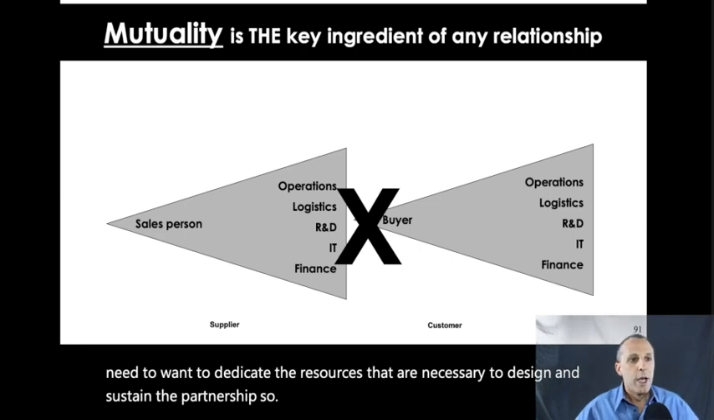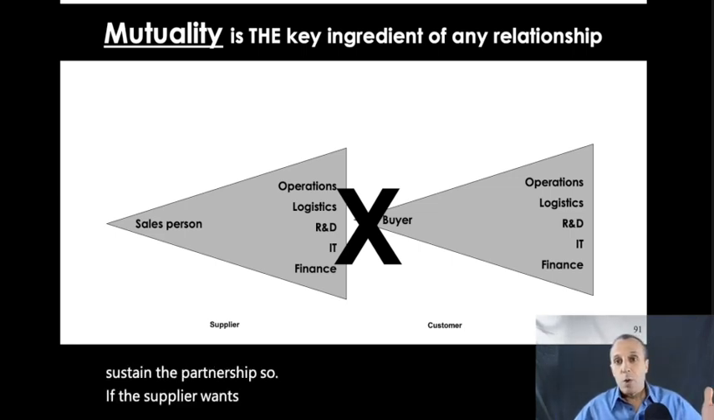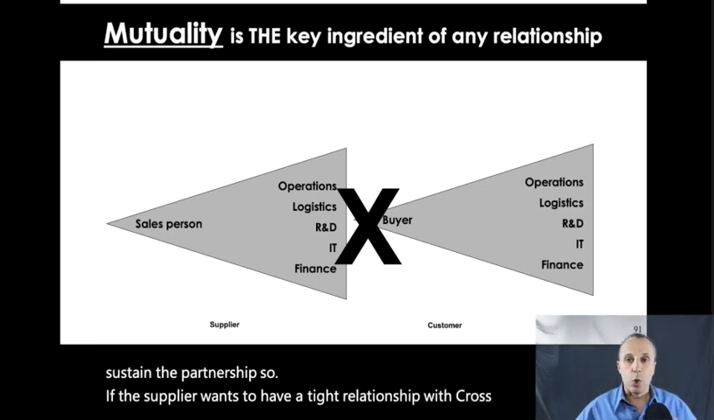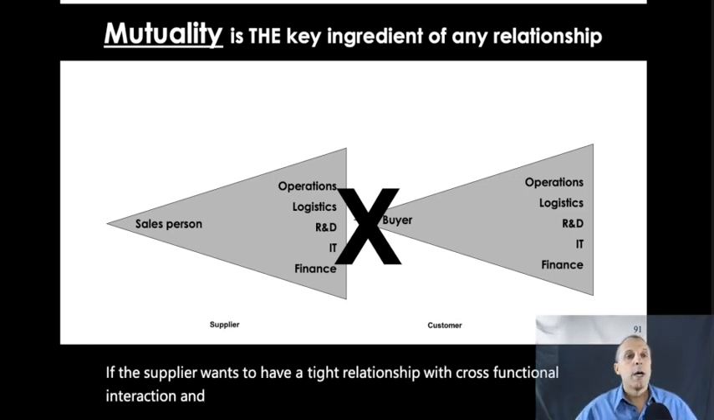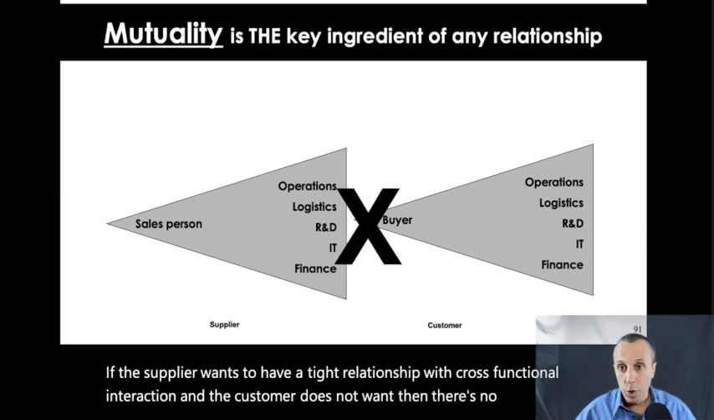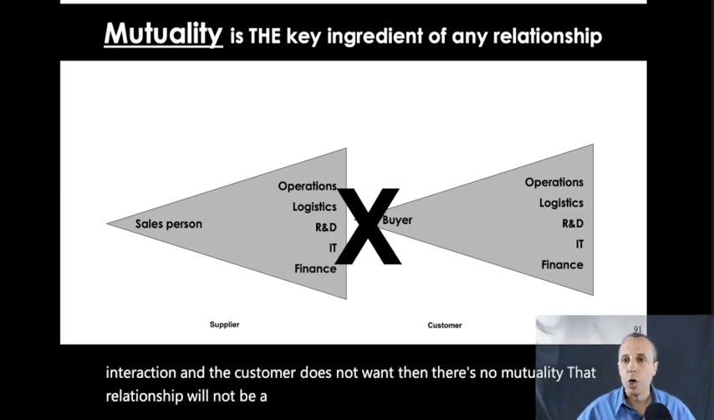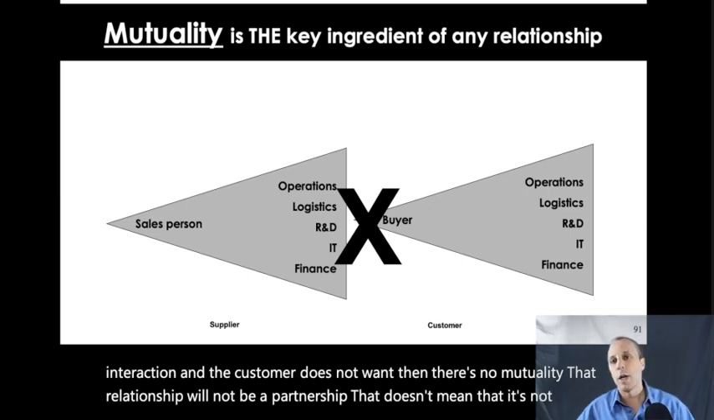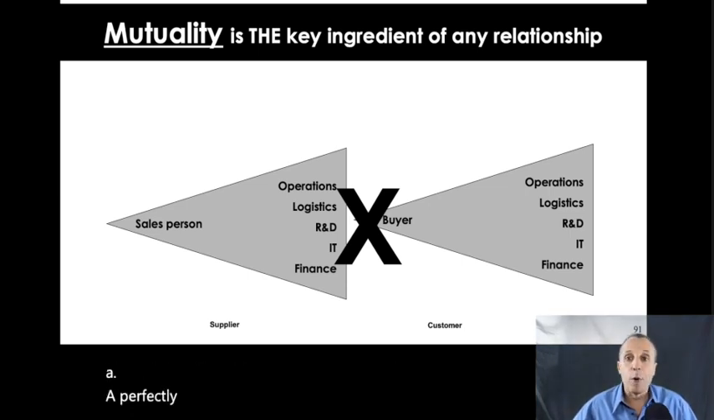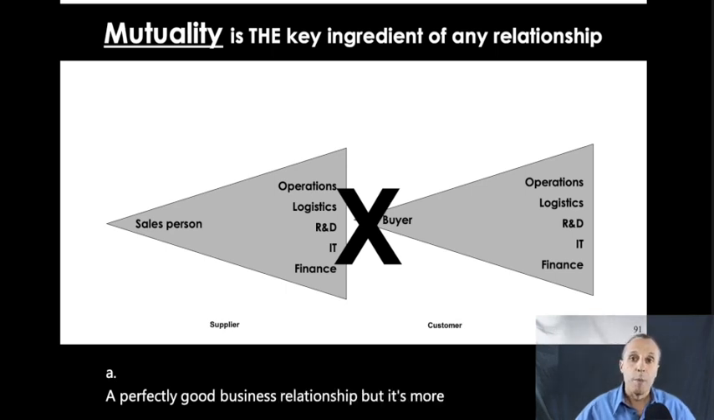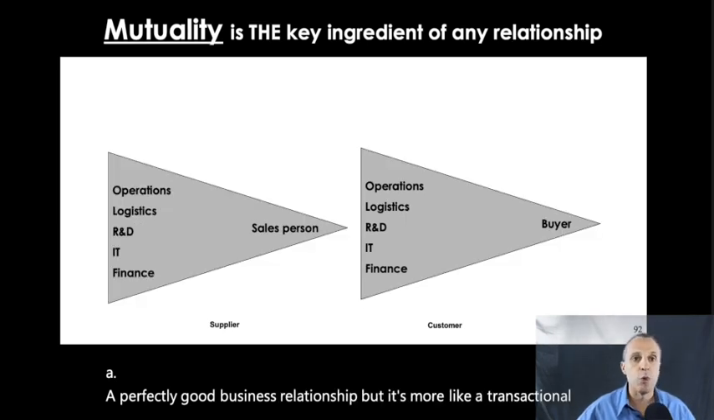So if the supplier wants to have a tight relationship with cross-functional interaction and the customer does not want that, then there's no mutuality. That relationship will not be a partnership. That doesn't mean that it's not a perfectly good business relationship, but it's more like a transactional relationship.